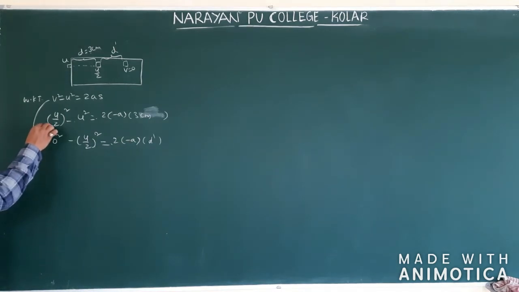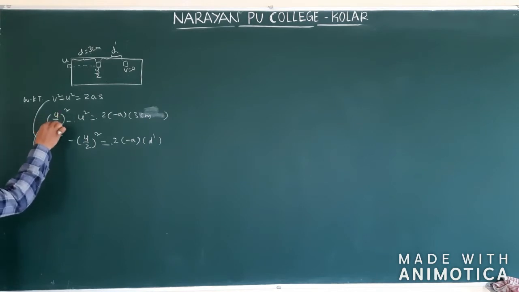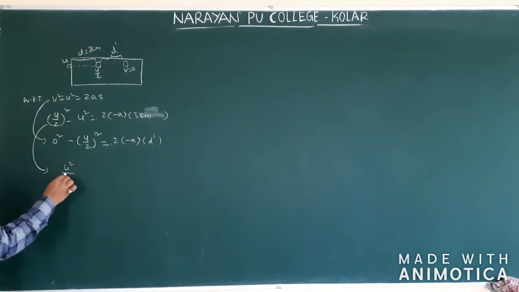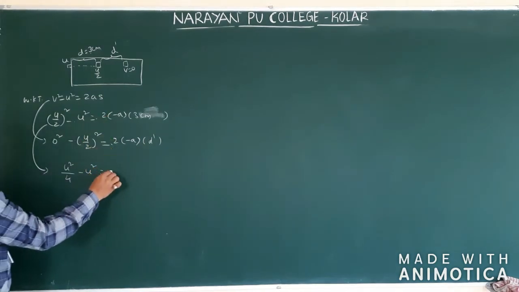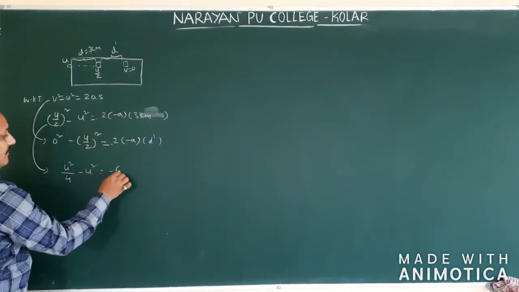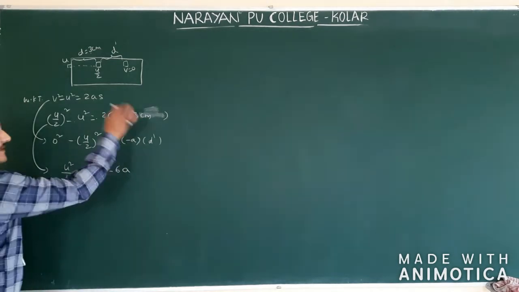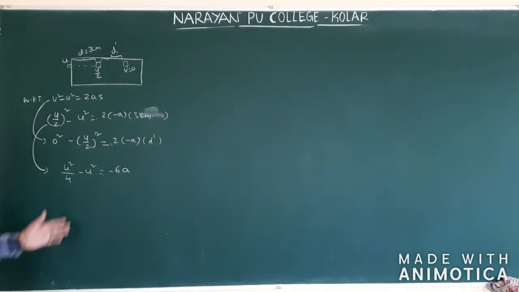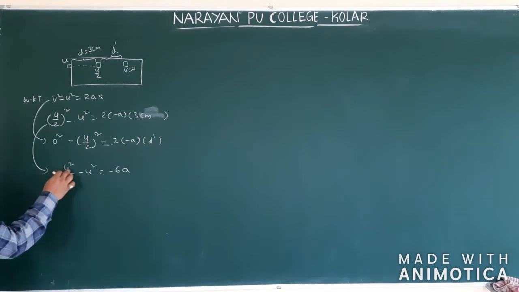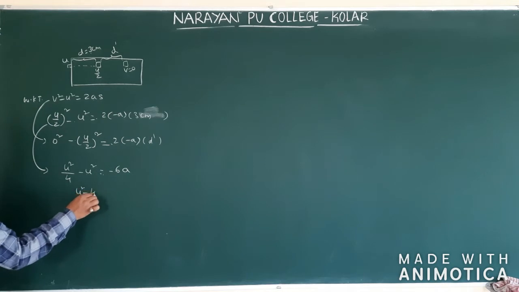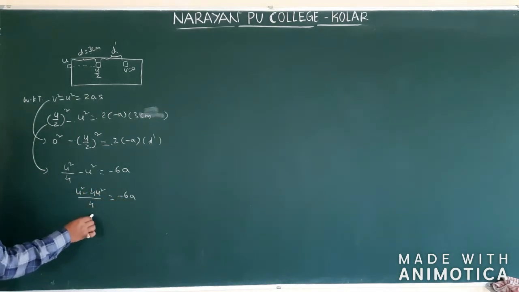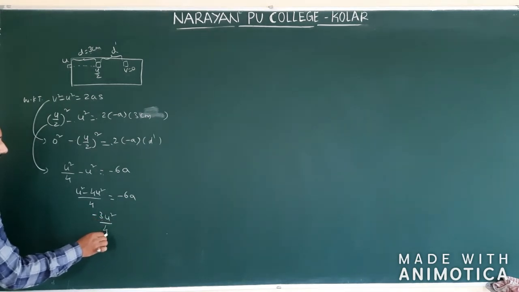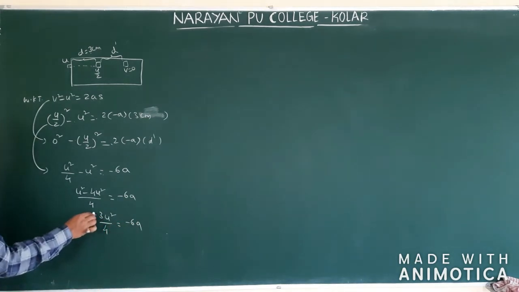So now, from this equation, u by 2 whole square, u square by 4 minus u square is equal to minus 6a. So this is there in centimeters. Remember that one because answer they gave in centimeters. U square LCM is 4. U square minus 4u square by 4 is equal to minus 6a. So minus 3u square by 4 is equal to minus 6a.